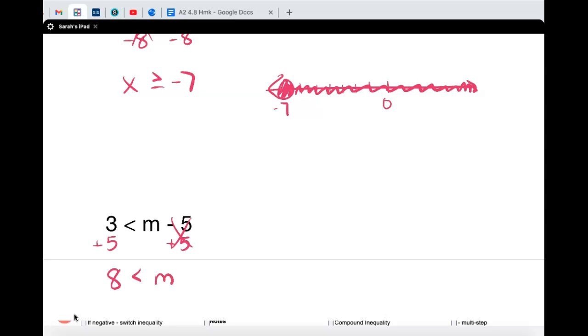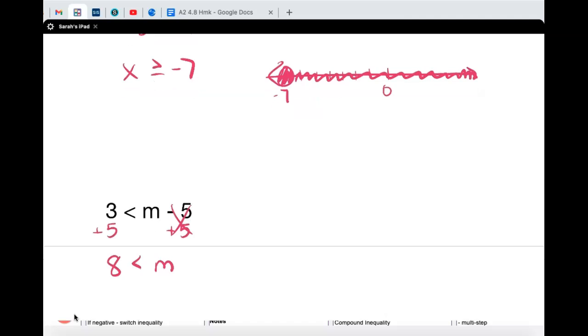So I could leave it like this. I'm kind of particular. I like my variable on the left side always. So if you want to flip this around, the inequality flips with it. So it changes to greater than 8. Okay. It's not an equation where you just write the same thing. It has to mirror itself.